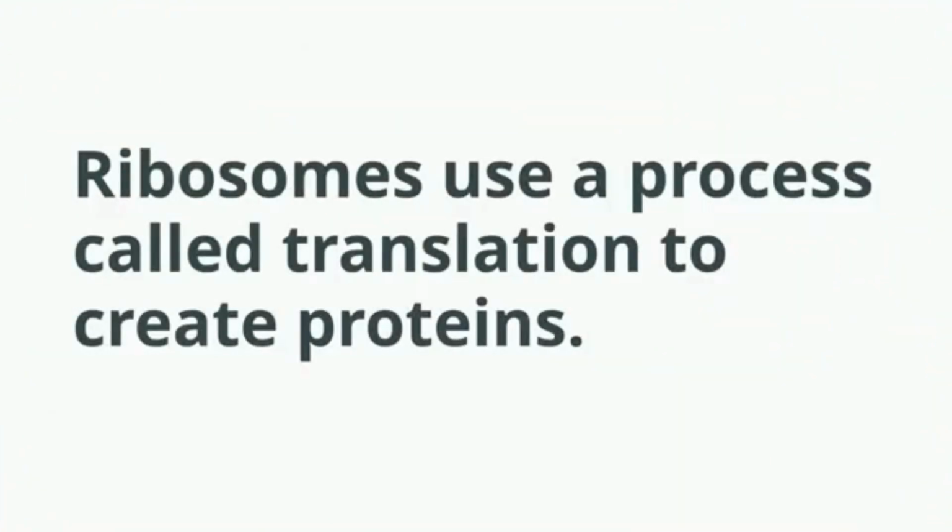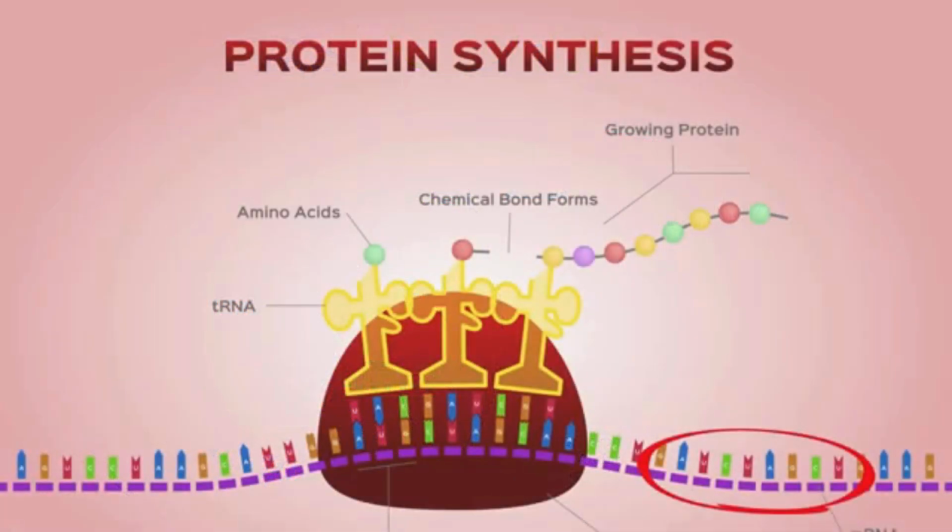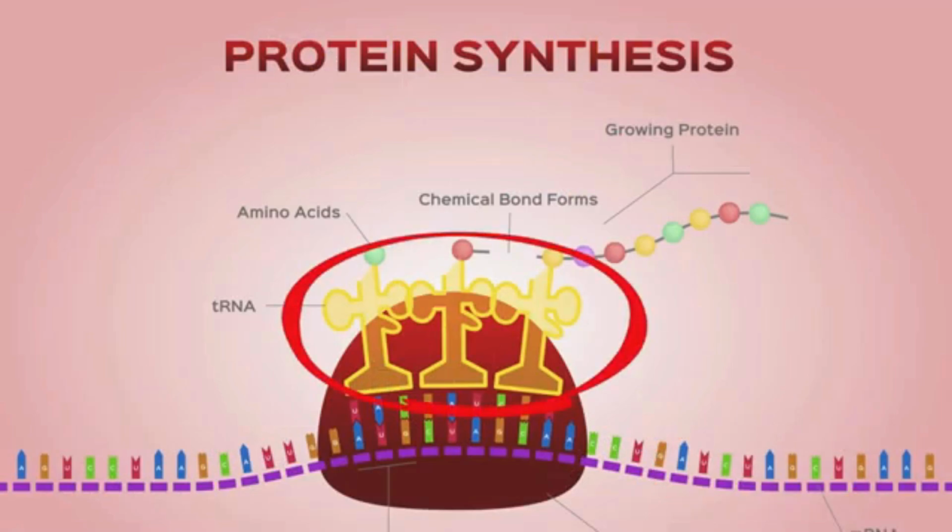Ribosomes use a process called translation to create proteins. In basic terms, here's what happens. mRNA, or messenger RNA, that has been created at the nucleus leaves the nucleus and travels to the ribosome. Next, tRNA then travels to the ribosome and reads the mRNA in triplets called codons.